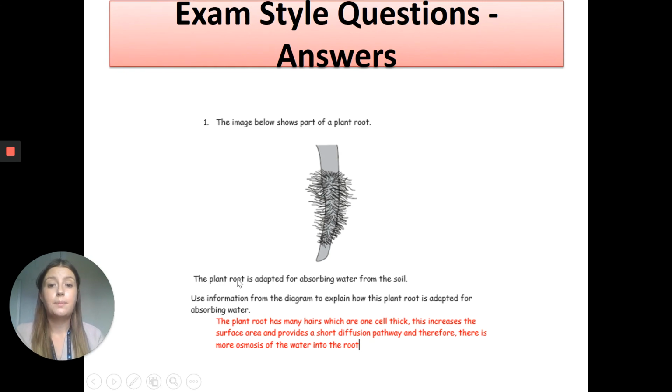Okay, so the plant root has many hair cells. We can see that there are many hairs here that are all 1 cell thick, so a really short diffusion distance. This increases the surface area. So we can see it's increased that surface area for the root, but it also provides a short diffusion pathway and therefore more osmosis of water into the root. If you've written diffusion of water, that's absolutely fine, but the more scientifically accurate word to use there is osmosis.